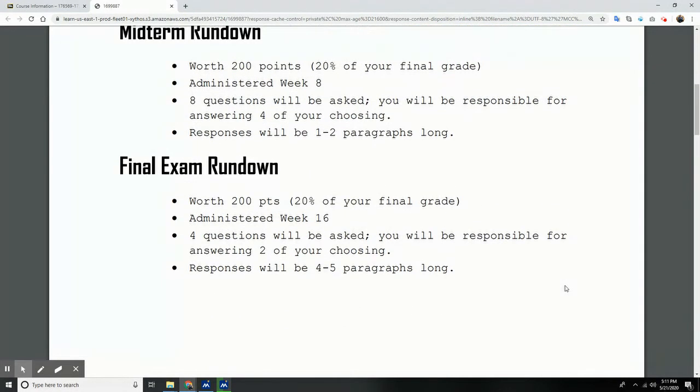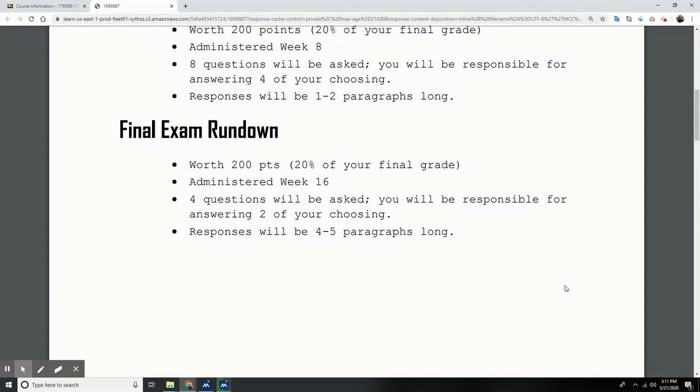So obviously one of the questions is, how big is a paragraph? Well, a paragraph is more than 3 sentences. I need a 4 at least, I guess. So we won't get into the semantics of that, but you should probably know what that is by now. But anyway, final exam rundown.